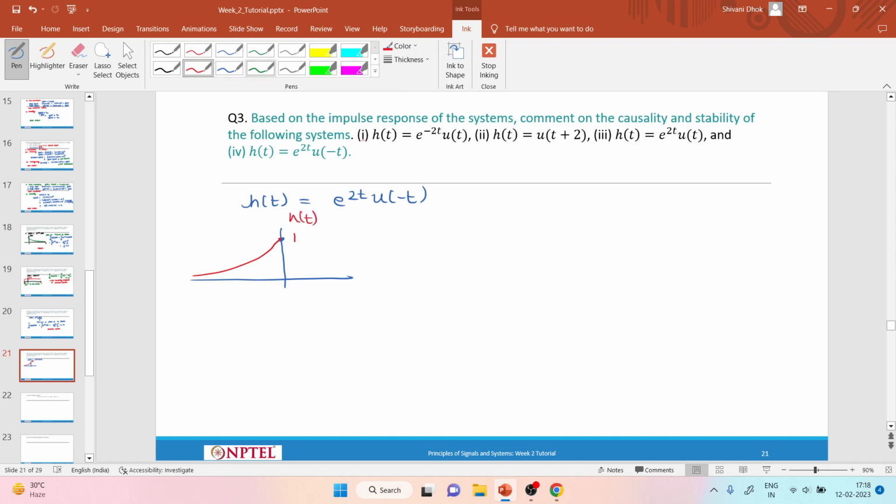So now if we observe here, it is non-zero in this region. That is, for all t which are greater than 0, my h of t is equal to 0, which implies that this is an anti-causal system.